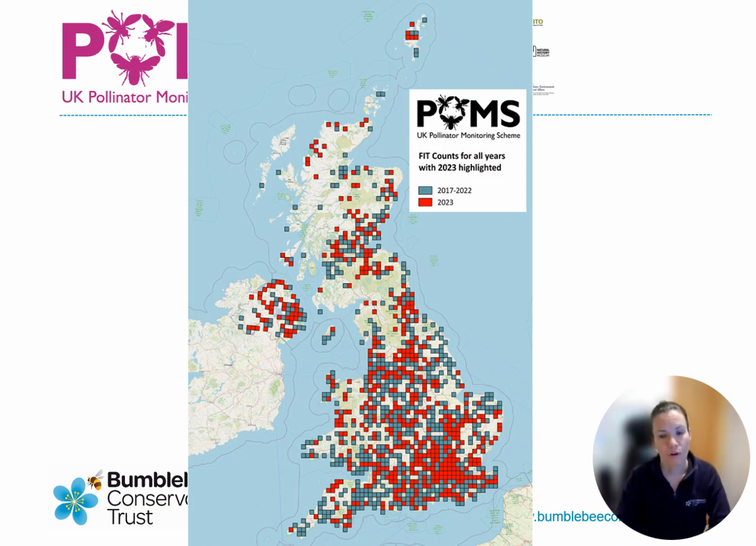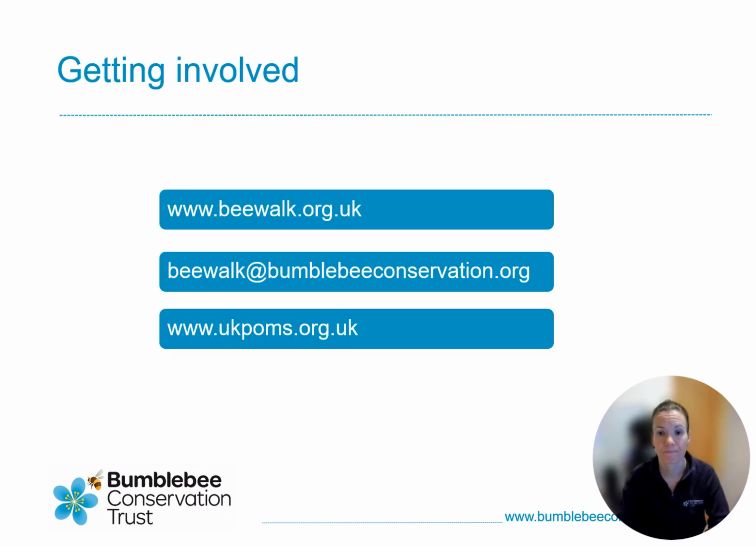Here's a map of the FIT counts where they've been submitted from. We can see here that, again, there's lots of gaps, particularly in the borders. So lots of scope to make a real difference in terms of generating pollinator data in areas where we may not have had anything previously.